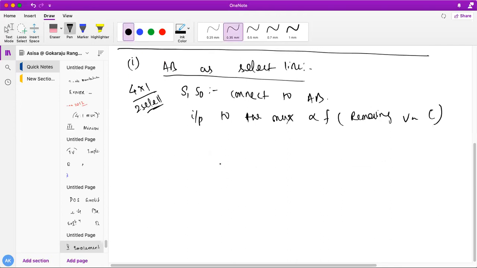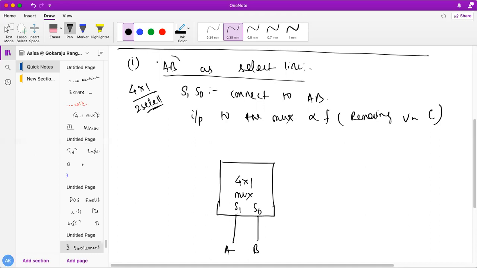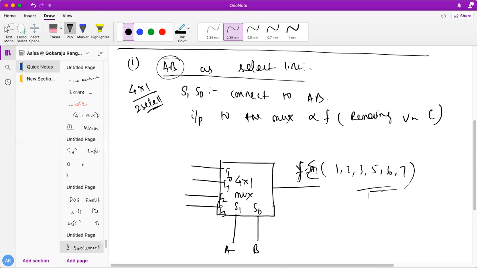So you would have a 4:1 mux with you, with select lines S1 and S0. AB is the select line, as already given, so connect A to S1 and B to S0. Here there are 4 inputs, I0, I1, I2, I3, and finally there is an output F, which gives us summation of m 1, 2, 3, 5, 6, 7. This is the function that should arrive here. So these are my I0, I1, I2, I3.